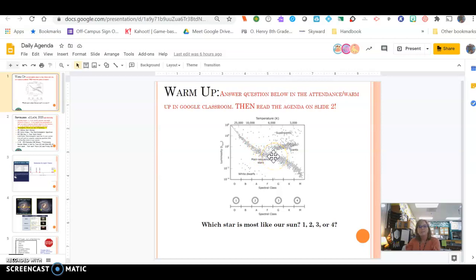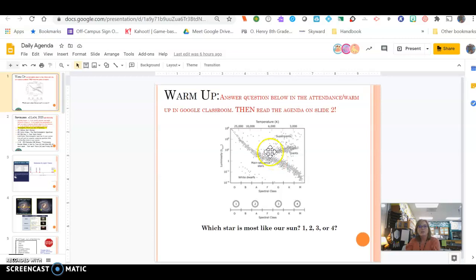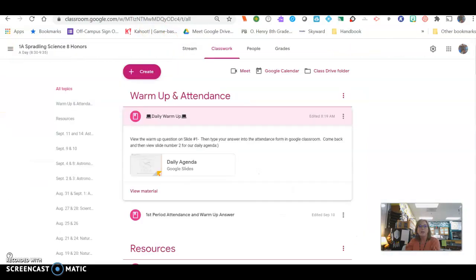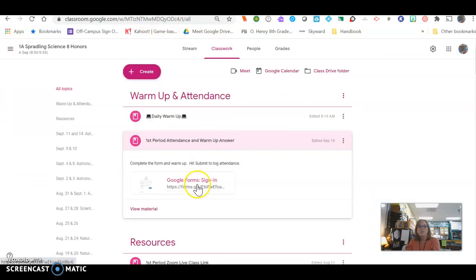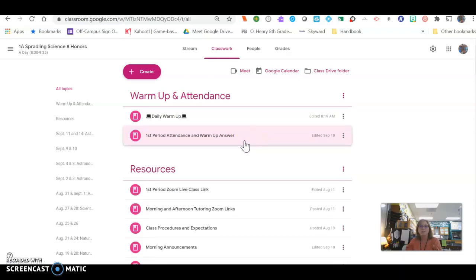Okay, so what you need to do now is go back to your Google Classroom, and click on your attendance and fill in your attendance, and put your answer in for your warm-up to get credit for that, because I am going to take a warm-up grade every 2 weeks, which would be 5 days, so it's 20 points per warm-up. So you're going to want to make sure that you get that completed.